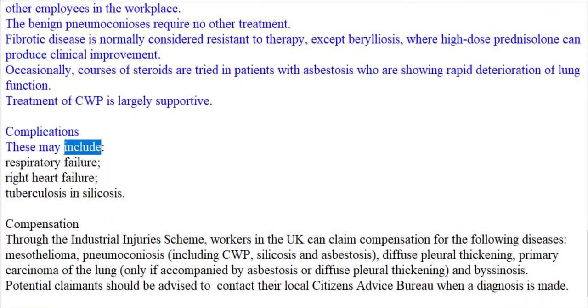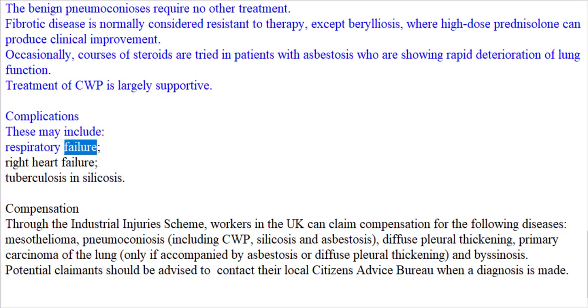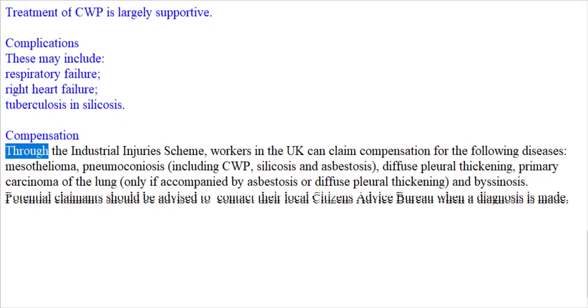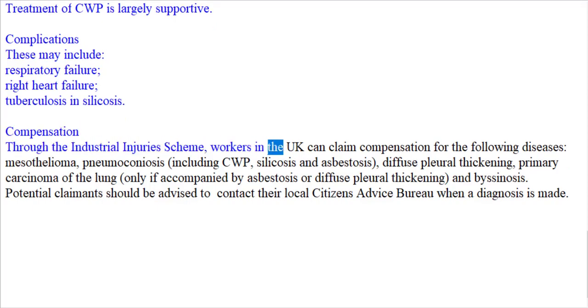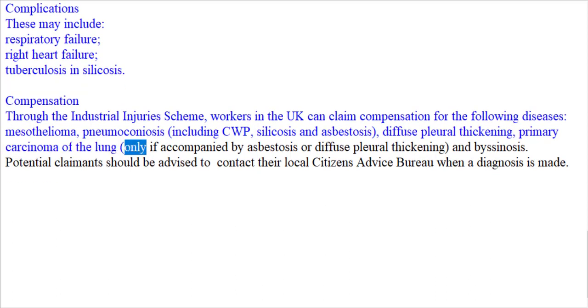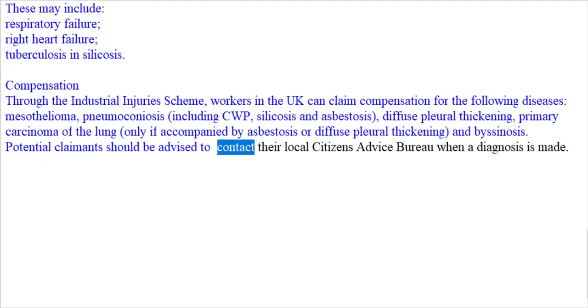Complications. These may include respiratory failure, right heart failure, tuberculosis in silicosis. Compensation. Through the Industrial Injuries Scheme, workers in the UK can claim compensation for the following diseases: mesothelioma, pneumoconiosis, including CWP, silicosis, and asbestosis, diffuse pleural thickening, primary carcinoma of the lung, only if accompanied by asbestosis or diffuse pleural thickening, and byssinosis. Potential claimants should be advised to contact their local Citizens Advice Bureau when a diagnosis is made.